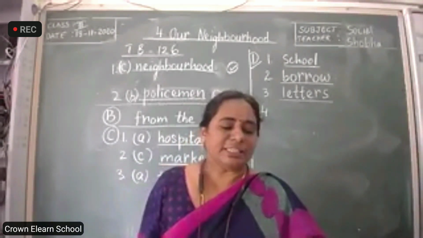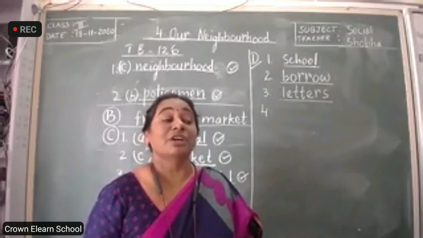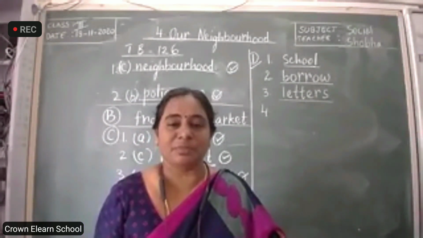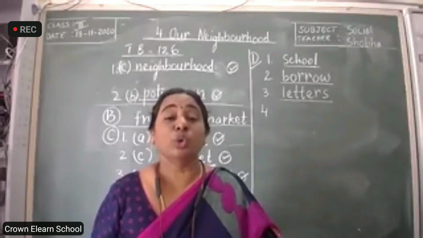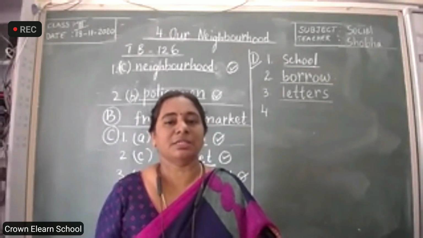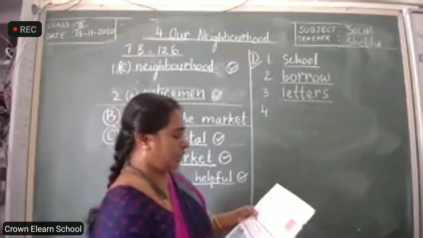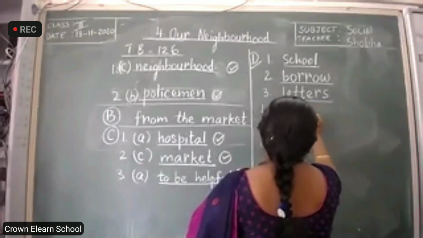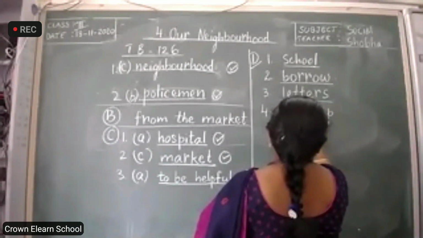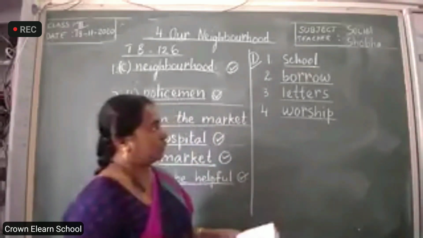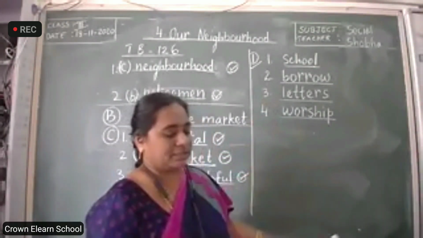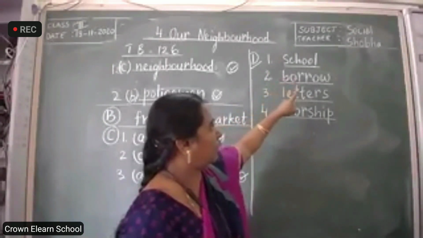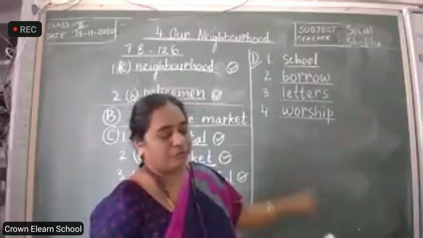Fourth one. Gurudwara is a place of dash. Worship. Very good. Say all of you, children: worship. Gurudwara is a place of worship. What is the spelling? W-O-R-S-H-I-P. Worship. So all these are filling the blanks. Once again I repeat: first one school, second one borrow, third one letters, fourth one worship.